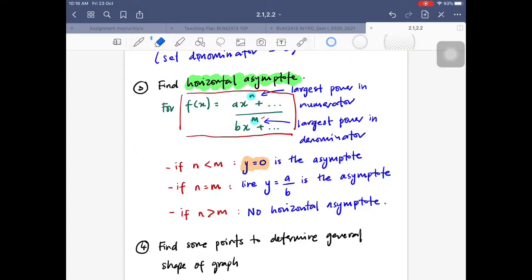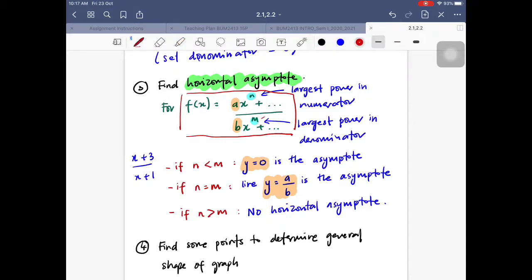The second is if the power of n and m is the same, so the power at the top and the bottom is the same. For example, you could have something like x plus 3 over x plus 1. So the line y equals a over b is going to be the asymptote. What is going to be a? A is going to be the coefficient. Coefficient is the number right next to the variable, so of x to the power of n. And b is going to be the coefficient of x to the power of m.